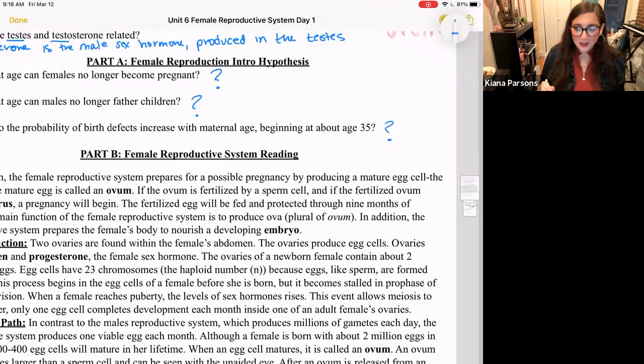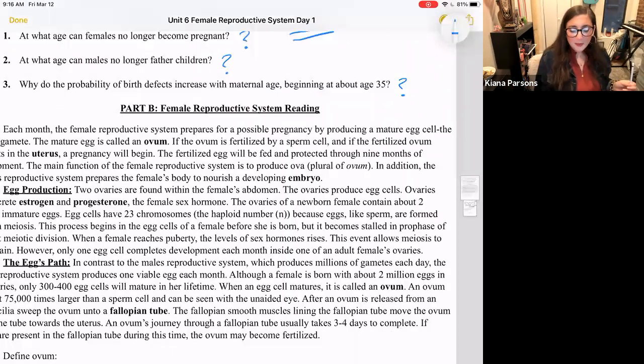So go ahead and answer those questions based upon what you think. So this is your hypothesis based on your prior knowledge. We talked about these topics a little bit, but we'll go back and revisit that at the end. So you can write anything you want, whatever you think there, but I will go ahead and give you some more specific information at the end. So, okay. Part B.